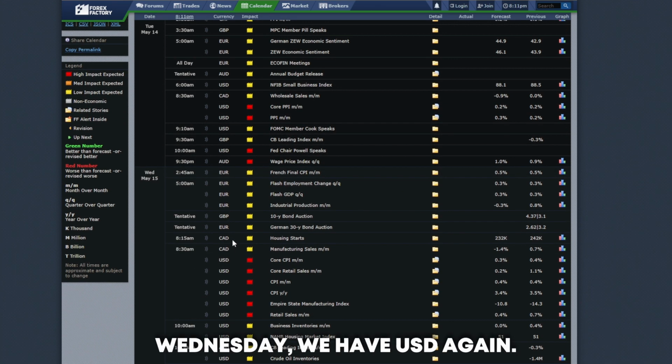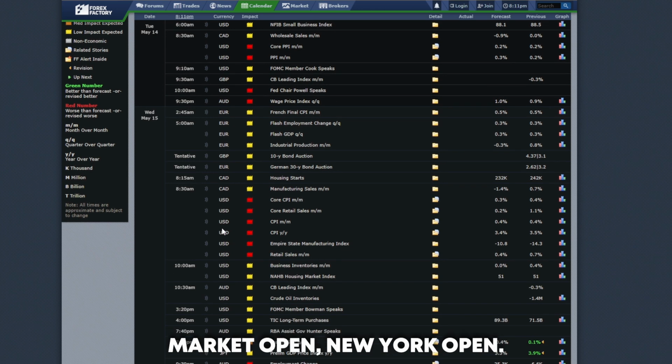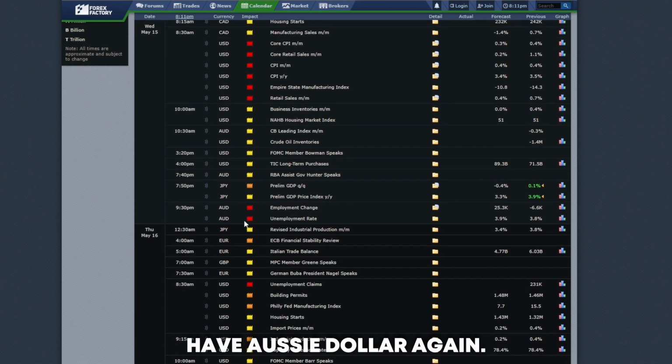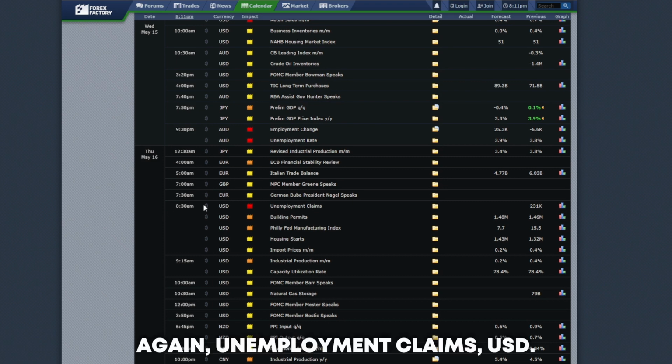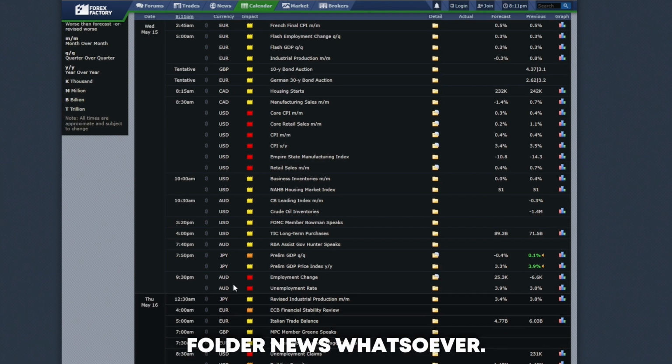Wednesday, we have USD again. It's an hour right before New York open. That's going to be CPI, red folder news there. And then in the evening, we have Aussie dollar again. Thursday, we have one hour before market open, New York session, again unemployment claims USD, red folder news. And then Friday, we don't have any red folder news whatsoever.